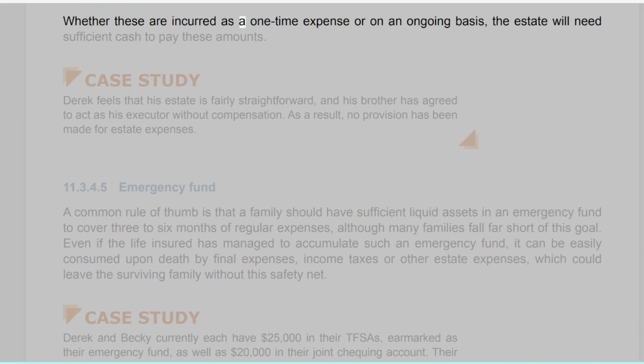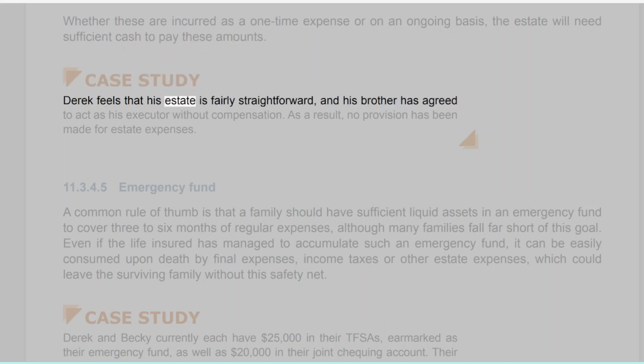Whether these are incurred as a one-time expense or on an ongoing basis, the estate will need sufficient cash to pay these amounts. Case study: Derek feels that his estate is fairly straightforward, and his brother has agreed to act as his executor without compensation. As a result, no provision has been made for estate expenses.